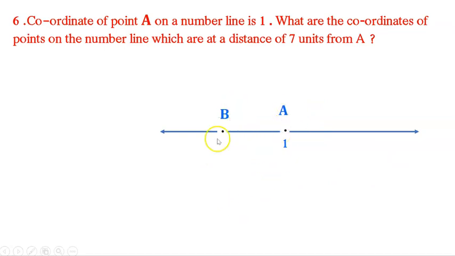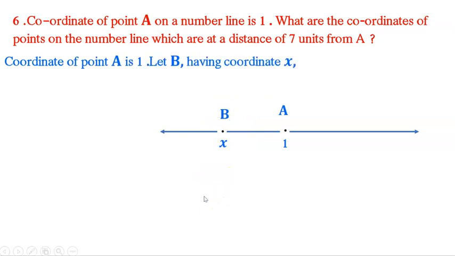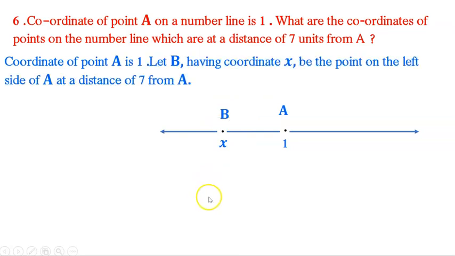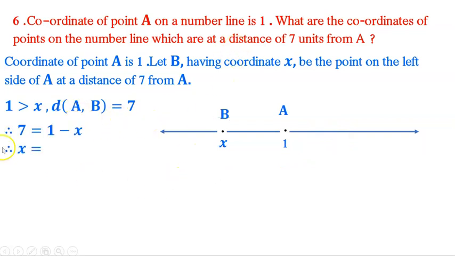First, to the left hand side there is a point B whose coordinate is x. त्याचा coordinate किती तर x आहे. It's clear that 1 is greater than x. Okay, तो right hand side ला आहे. And therefore 1 is greater than x. Distance AB is equal to 7, we have given. Therefore 7 is equal to 1 minus x. 1 minus 7. Therefore x is equal to minus 6. Okay, therefore the coordinate of the point B किती असणार आहे तर -6 असणार आहे. This is the first case.